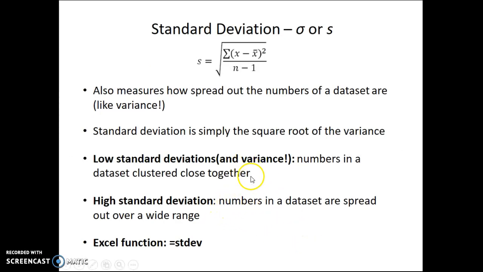So the take-home message here: low standard deviations or low variance mean that numbers in our data set are going to be clustered close together. There's not going to be a lot of spread. We're going to have a high peak in our normal distribution curve and not a lot of individuals out in those tails. Whereas data sets that have high standard deviations will mean that the numbers in the data set are quite spread out over a much larger range. To calculate standard deviation, there's another handy Excel function, equals STDEV.